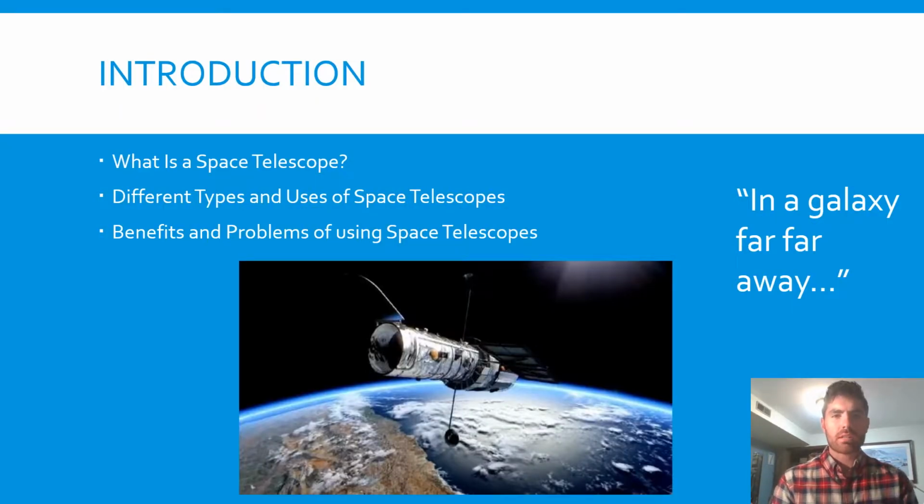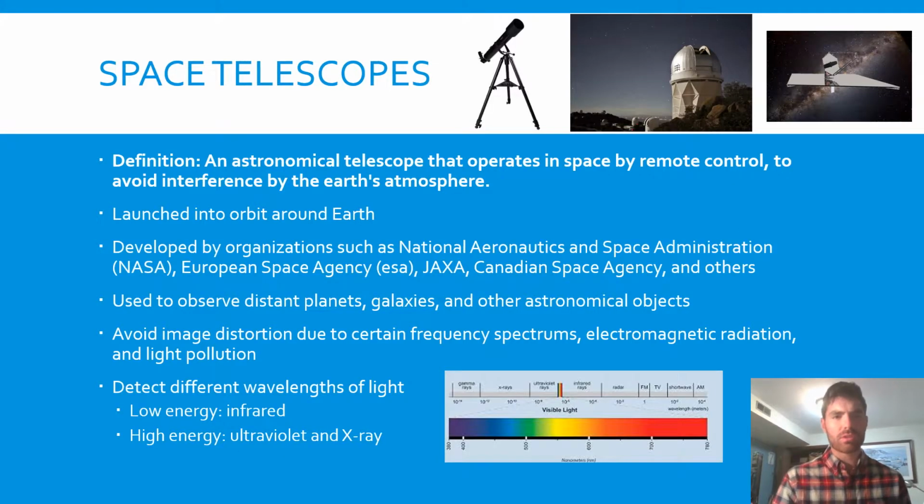So, when discussing the purpose of space telescopes, it's important to distinguish three main points: what is a space telescope, the different types and uses of these space telescopes, as well as the benefits and problems of using these telescopes. So to start, let's describe what a space telescope really is.